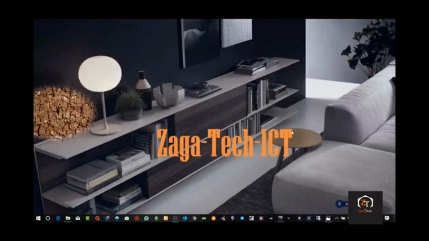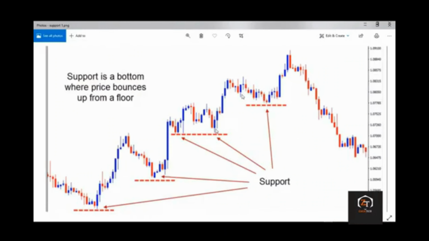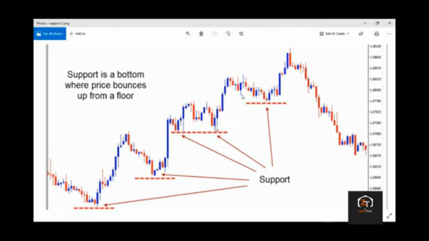Hello guys, Zagatech FX. In this first lesson, we're going to talk about support. So we're going to talk about support in forex trading, and stage by stage we continue. So let me use this to talk about what I want to say. The first thing, let's take a quick look at support. What is support?